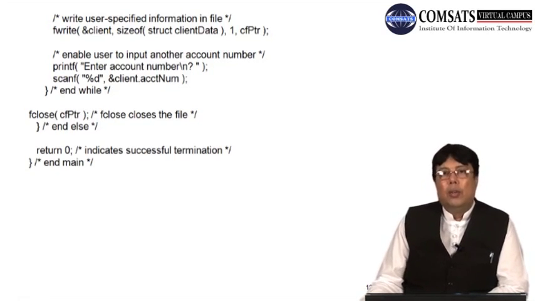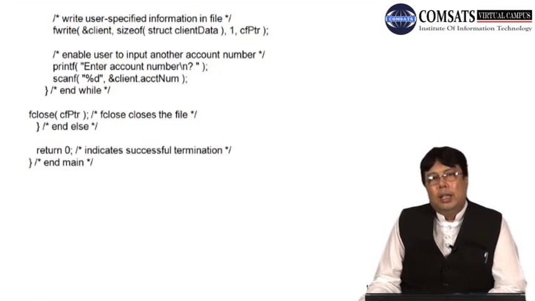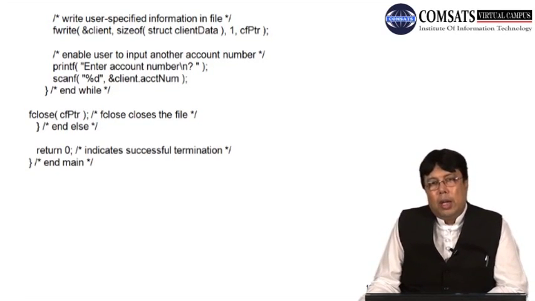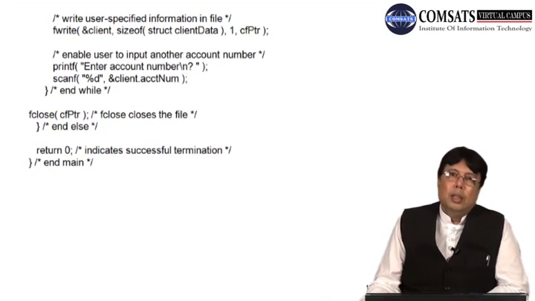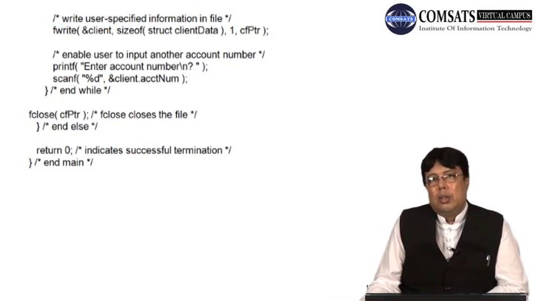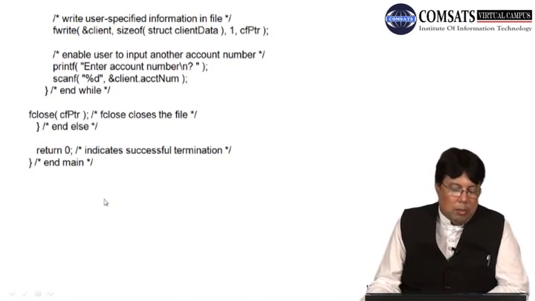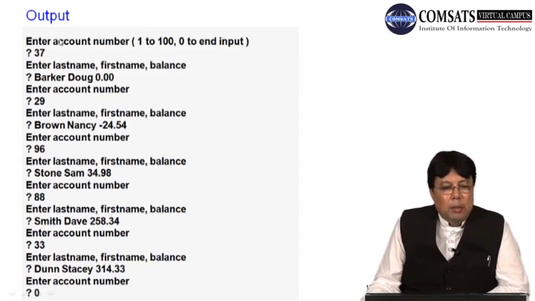If you want, you can check whether that particular account number contains some information, for example, whether the first name is not null or the last name is not null. It means that the data is already there. In that case, you can tell the user that this account number has already been issued to some client, your record already exists. So this could be the input.